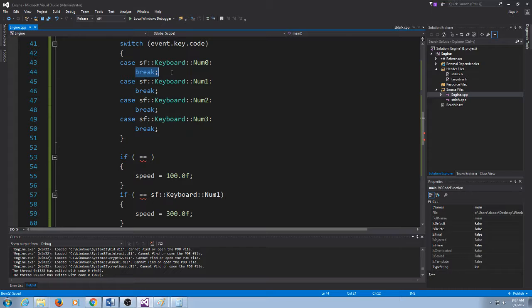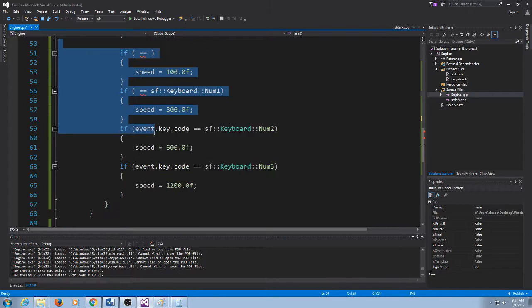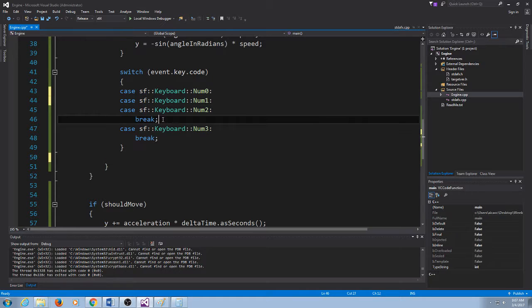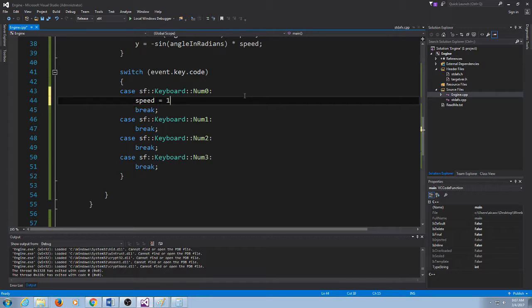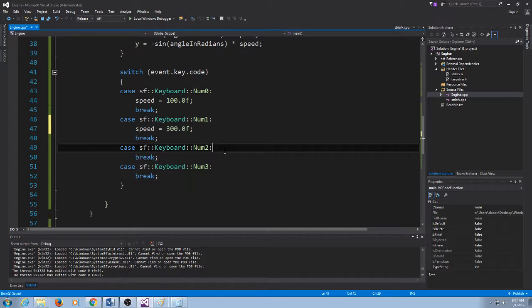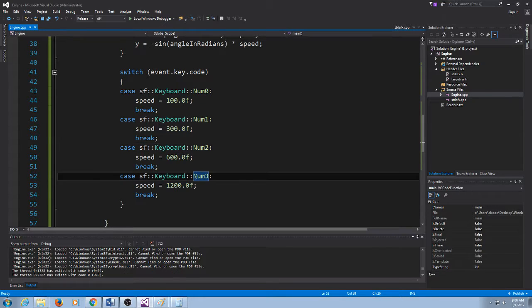Remember, the break is necessary because if you don't have the break, if it is key 0, it's going to run every single one of these cases until it hits a break. It's going to automatically run every case, which is why the break is really important, because you only want it to do one of these. And in this case here, I'm just going to set the speed, 300, 600, and 1200. So it's a lot like the if statement, but the only thing you have to worry about here is what you want each key to be and what you want to do when you have that key pressed.